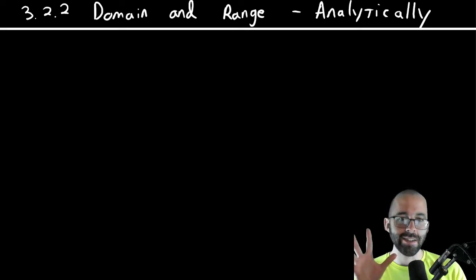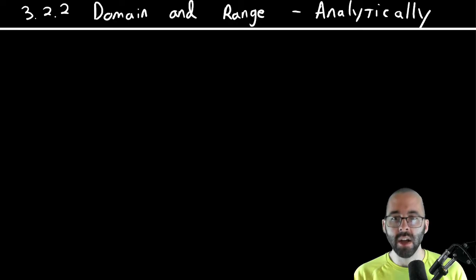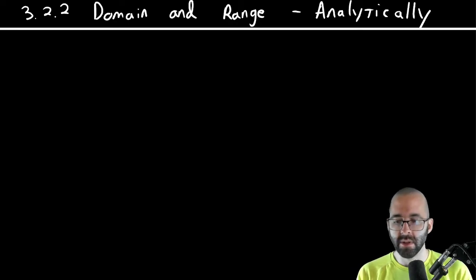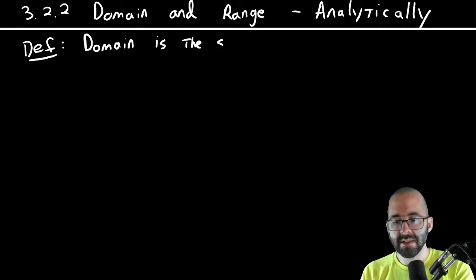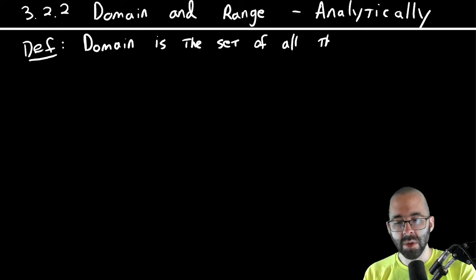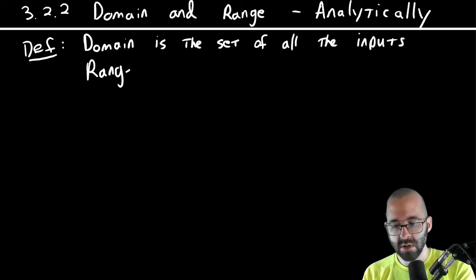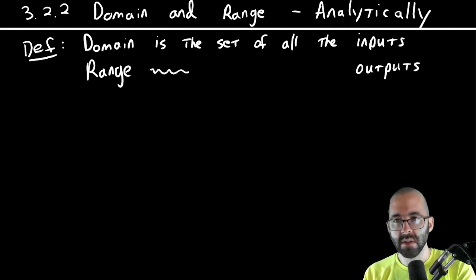All right, let's go back to talking about functions. Remember domain and range. Remember that domain was the set of all the inputs and range was the set of all the outputs. Let's just make sure that we have it in the notes again. The domain of a function is the set, and that set is important, of all the inputs. And the range is the set of all the outputs.